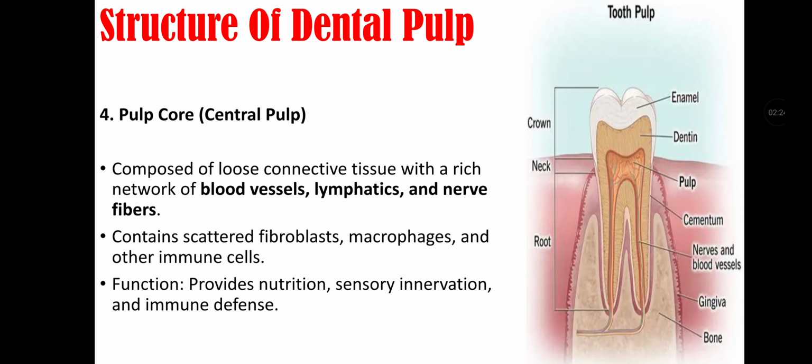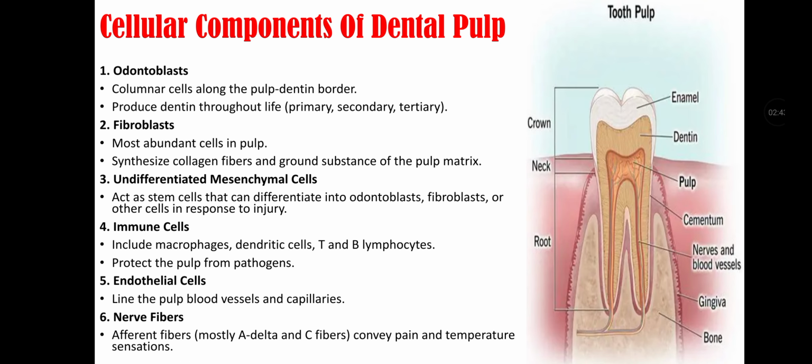Fourth layer is pulp core, that is also called as central pulp. It is composed of loose connective tissue with a rich network of blood vessels, lymphatics, and nerve fibers. It contains scattered fibroblasts, macrophages, and other immune cells. Their function is to provide nutrition, sensory innervation, and immune defense.